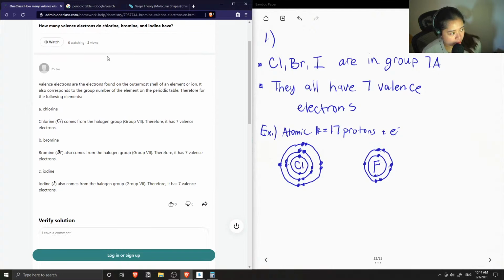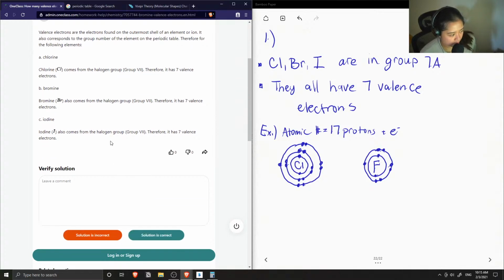And the junior tutor said that valence electrons are the electrons found on the outermost shell of an element or ion. Also corresponds to the group number of the element on the periodic table. Therefore, for the following elements, fluorine, bromine, and iodine all have 7 valence electrons. So this solution is correct.